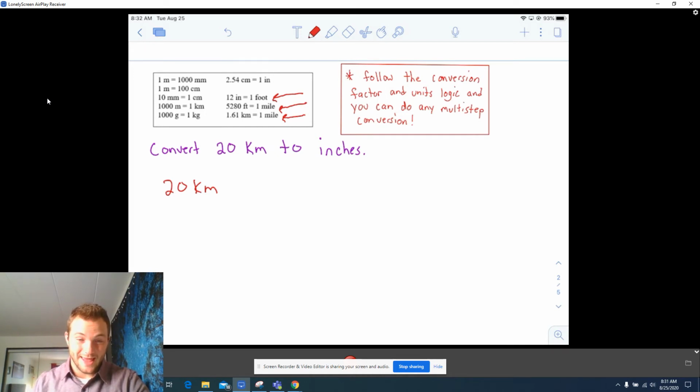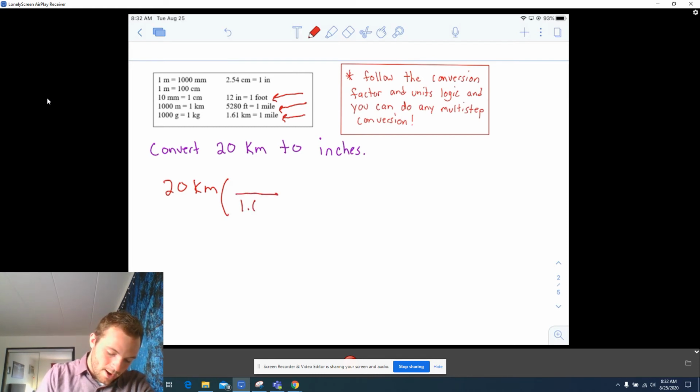So as long as there's that logic there, we'll be good. So here, now I just use my conversion factors. I have 20 kilometers. I know I'm going to want to use this kilometers to mile first, because that's going to be my first step to get there. Now, which way do I want to put the fraction? I want to put the kilometers on bottom because I want them to cancel.